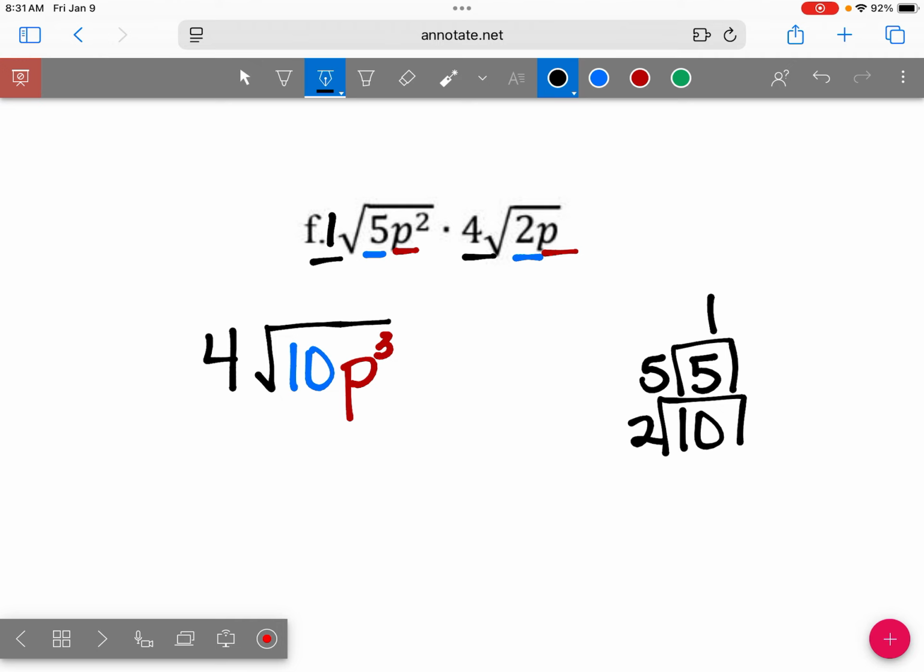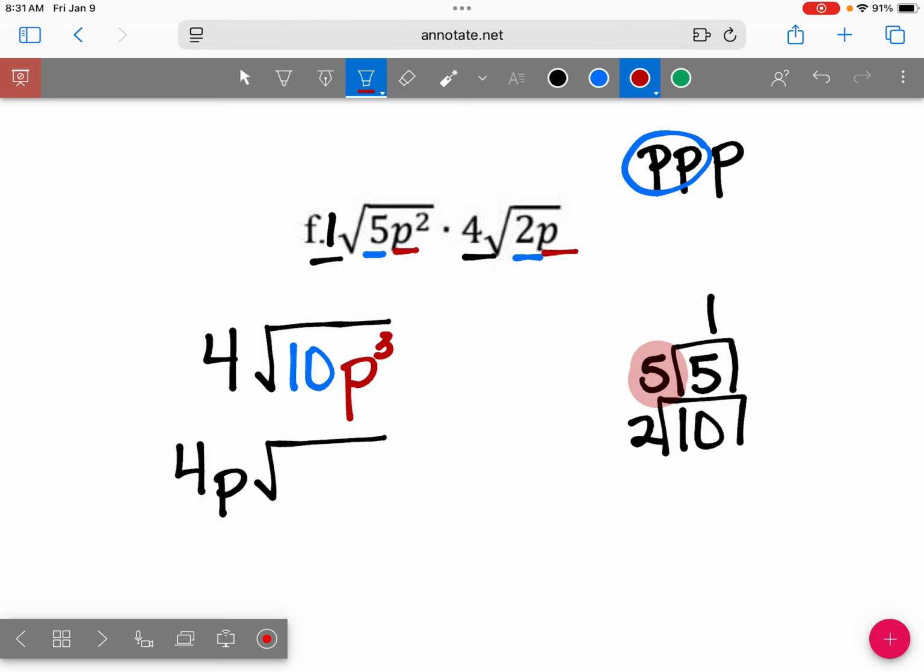With my 3 p's, though, I can take out 1 set. So the only thing I'm going to bring out to go with the 4 is a p. So I'm going to have 4p, and then square root, I have this whole thing. I have the 5, the 2, and the p. 5 times 2 is 10, so 10p is what I have left. 10p.